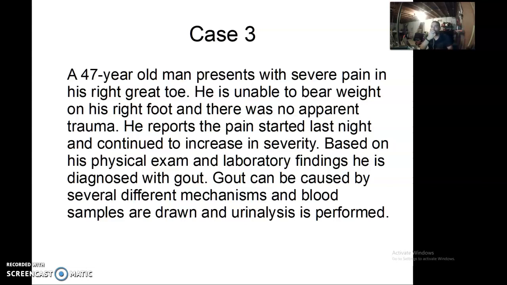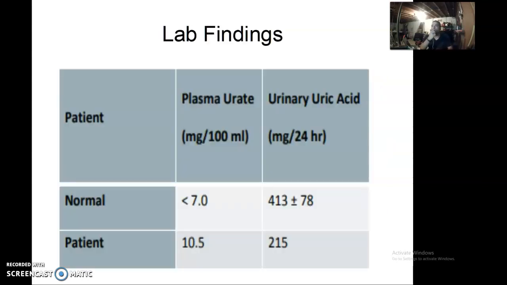This is a very typical presentation. Labs are drawn and we find his plasma urate is high. Again, another finding we would expect to see in gout, with his urinary uric acid significantly decreased. You can see right here, 413 plus or minus 78. So we are well below even the statistical deviations here.